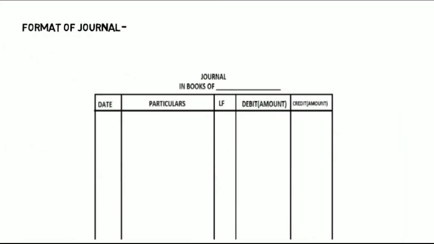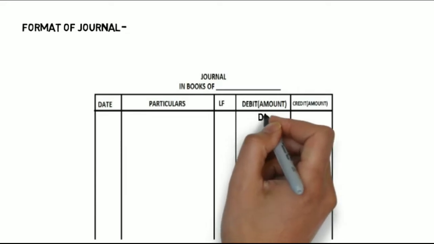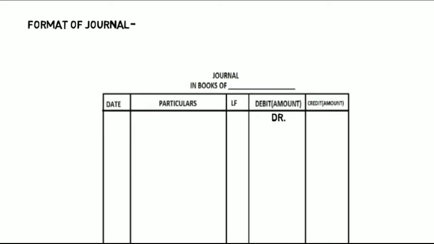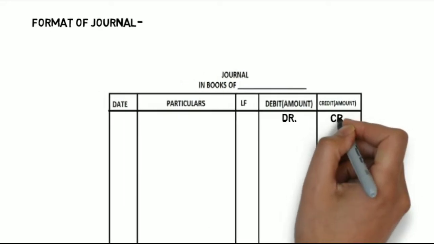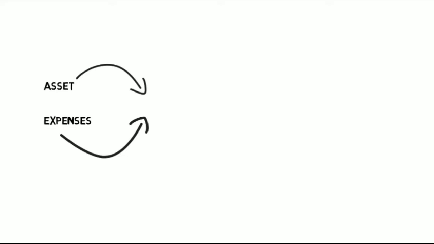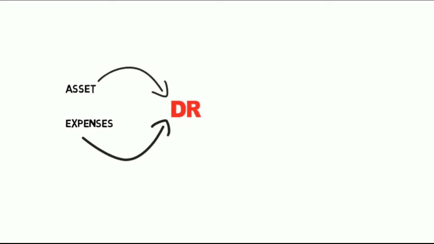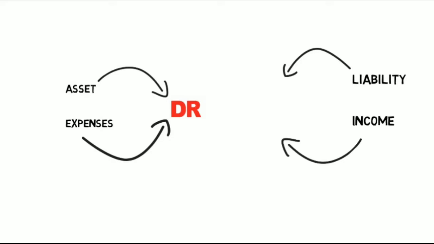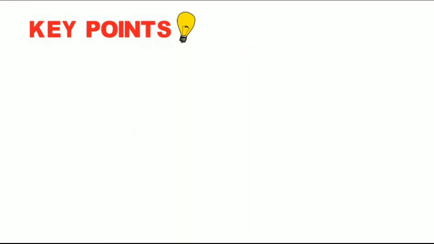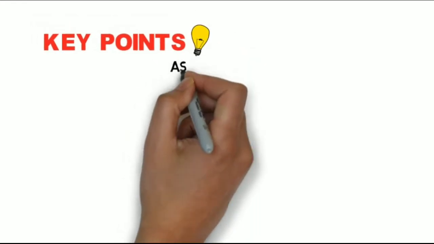So, this is the format of a journal entry. See, the left side is always written as debit, the right side is always credit, and assets and expenses are always debited in a journal entry and liabilities and income are always credited. Now, please mark this as important in your notebook and write this golden rule that I am telling you.